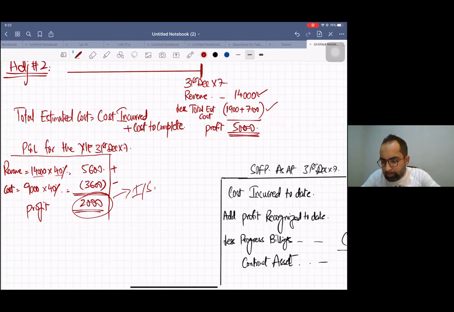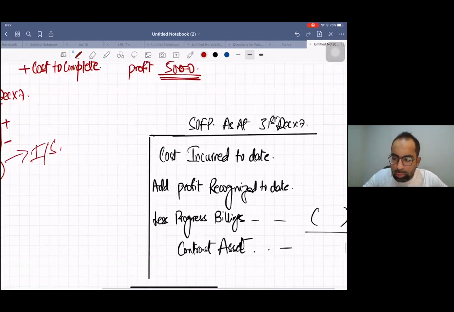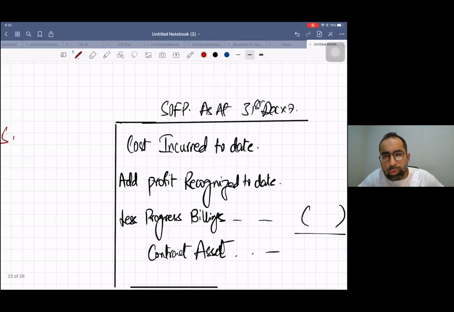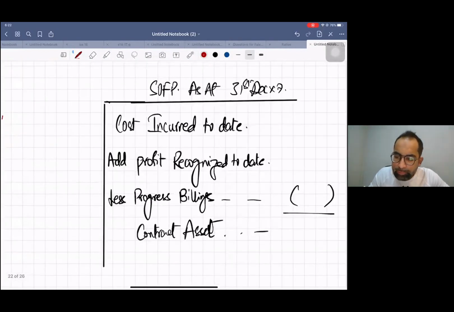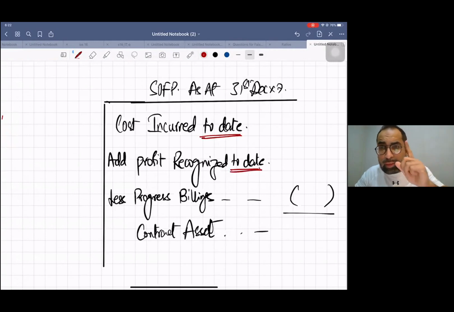Now one more thing which you need to do for SOFP. See, for SOFP, everything must be as at. So the cost incurred to date, readily given in the question, is 1900. Cost incurred to date is 1900.